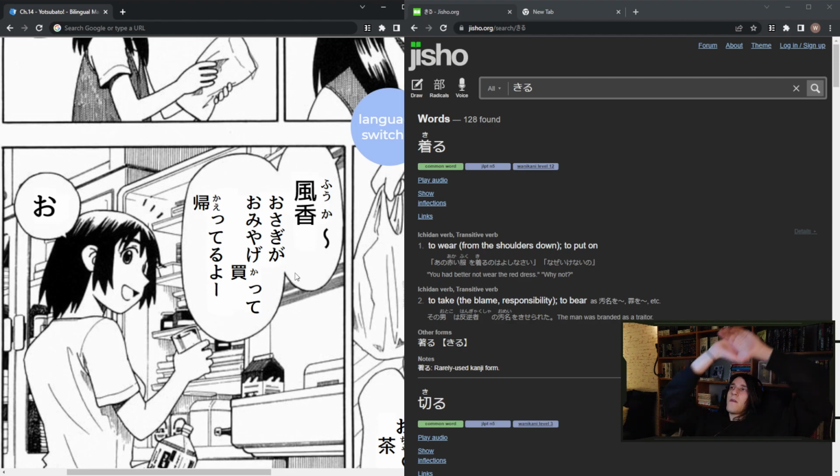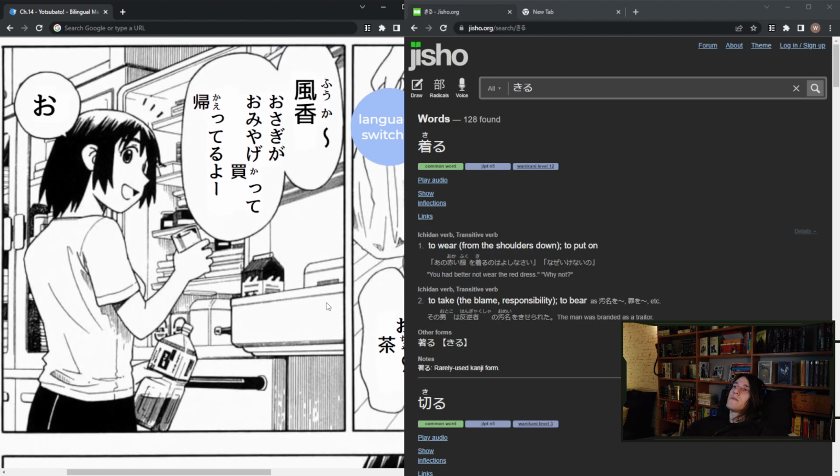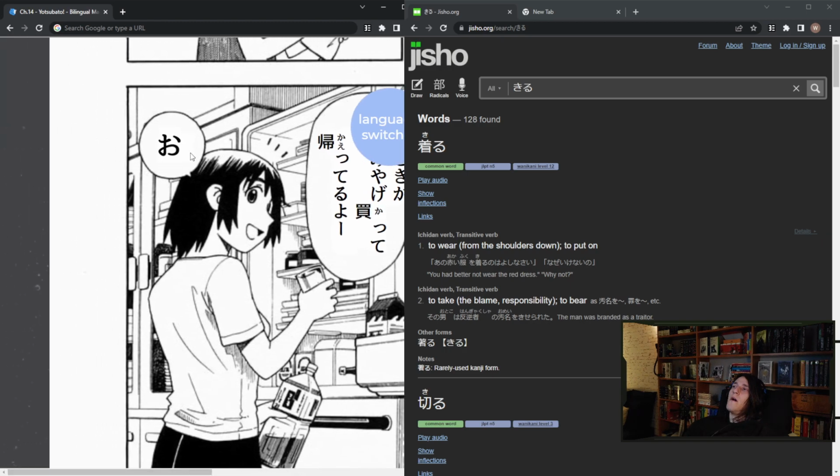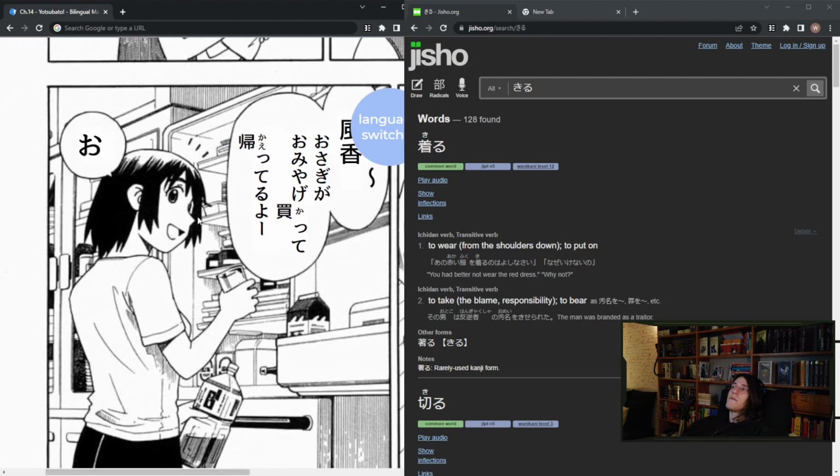Okay, let's read it again. Asagi ga omiyage katte kaette iru yo. Asagi ga omiyage katte kaette iru yo. I know. Well, I'll just roll with it. Oh! She's happy. She doesn't know what's awaiting her.